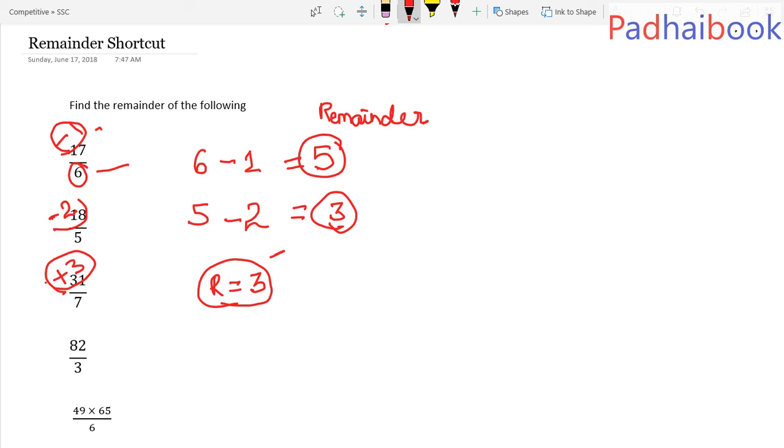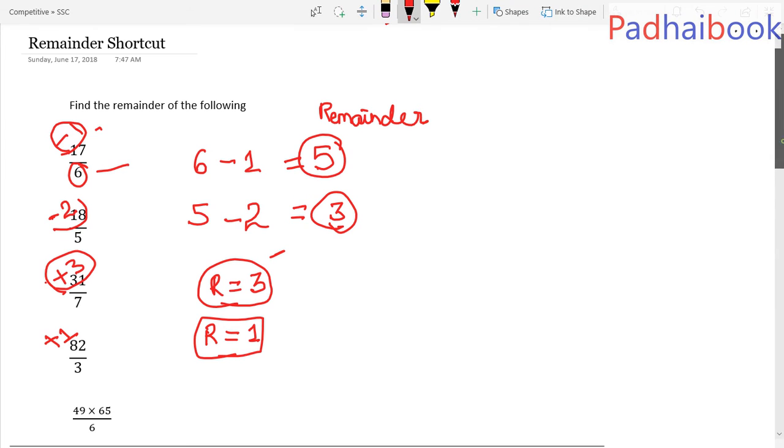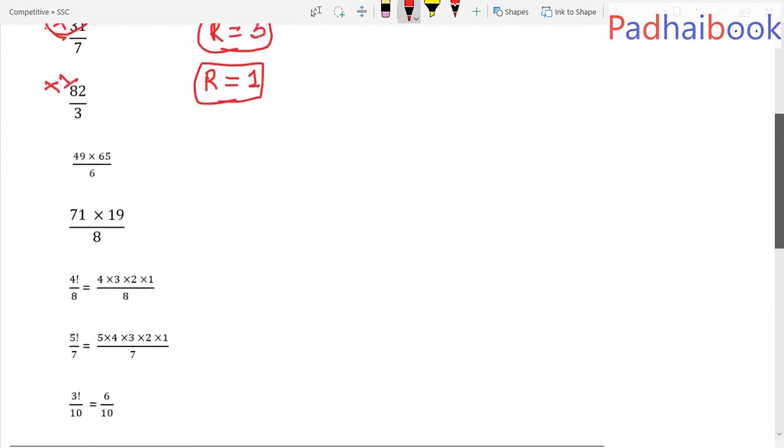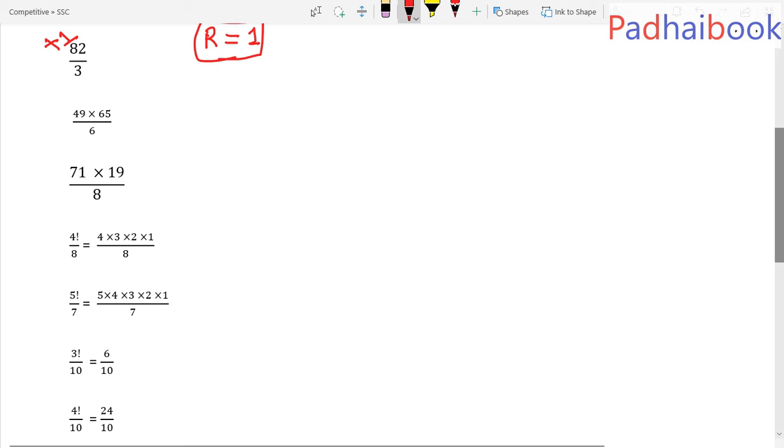Alright. Let's take the next example. As we know, when 82 is divided by 3, the remainder is plus 1. So, the remainder is 1 in this case. Alright. Now, why did we learn this type of question? Because this can also help us in more complicated problems like the one we will be encountering in the next example, as you can see.